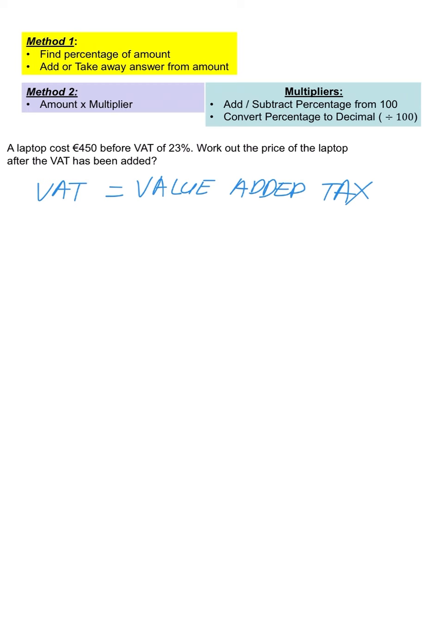Okay, so I'm going to do this just using method 2. So it's going to be 450 multiplied by 1.23. And then that would be equal to €553.50. So you could see there, it's an increase and it's 23%, so it's going to be multiplying by 1.23, and that's it. If I went with method 1, I would have got the exact same answer. Okay, and that's it.